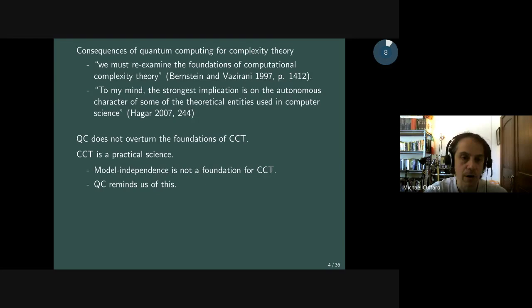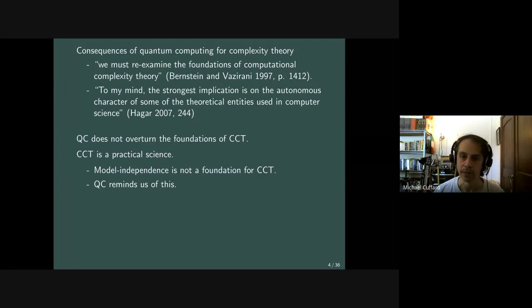So what I want to argue in this talk essentially is that quantum computing does not overturn the foundations of computational complexity theory, as I'm going to argue and elucidate. Computational complexity theory is best thought of as a practical science. Now what these quotes from Bernstein and Vazirani and from Hagar are getting at is that quantum computing shows us that we need to give up model independence in the context of computational complexity theory. And they take computational complexity theory to be a science that seeks model independence in its definitions.